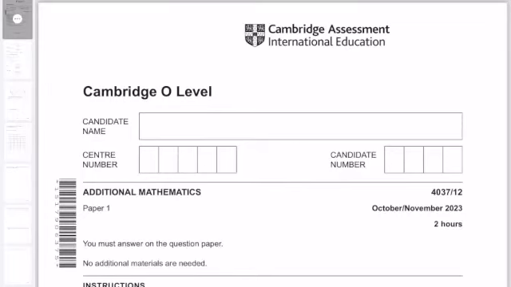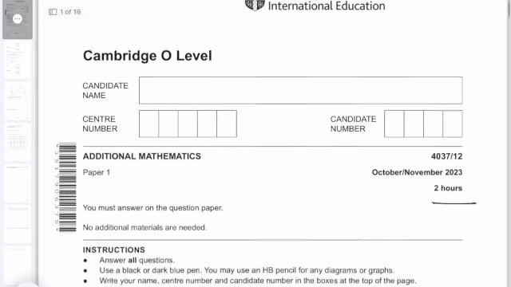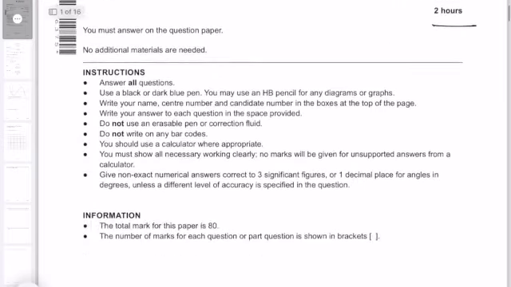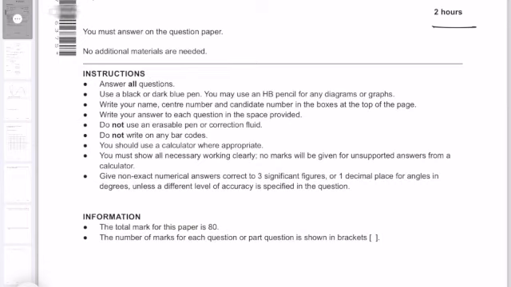Cambridge Assessment International Education. This is for O-level papers, Additional Mathematics, Paper 1, October-November 2023. Its exam duration is 2 hours. And all the information is given. It is 80 marks. Paper marks are given.